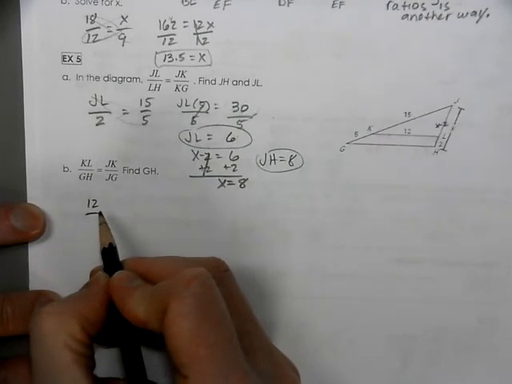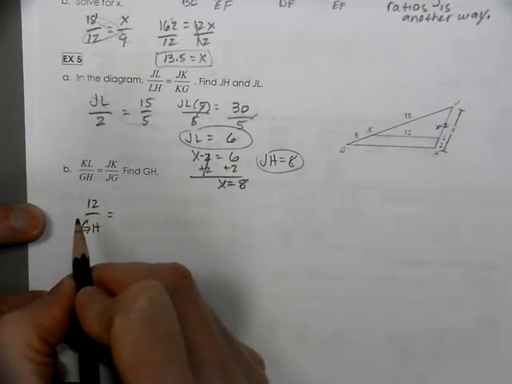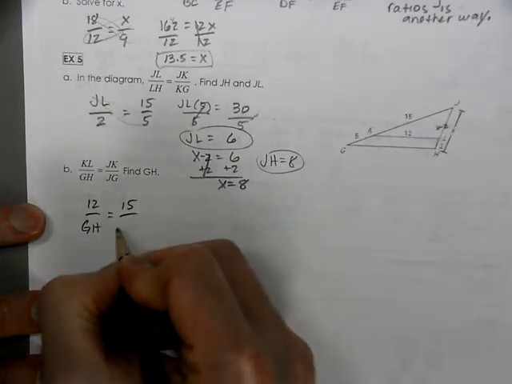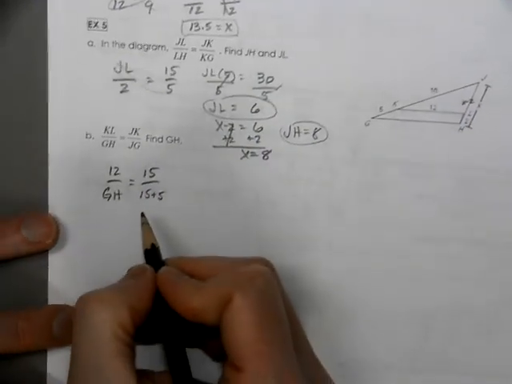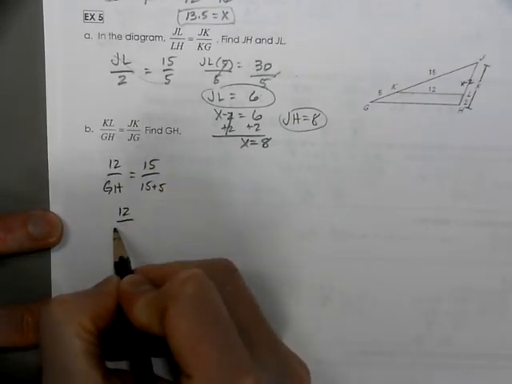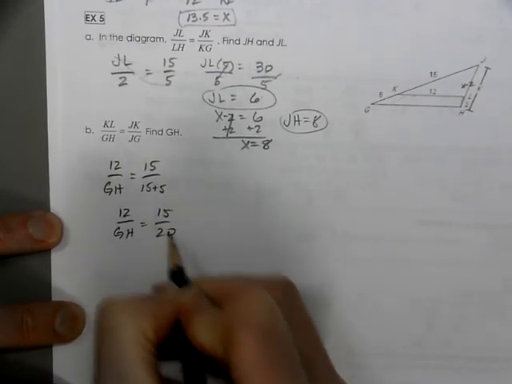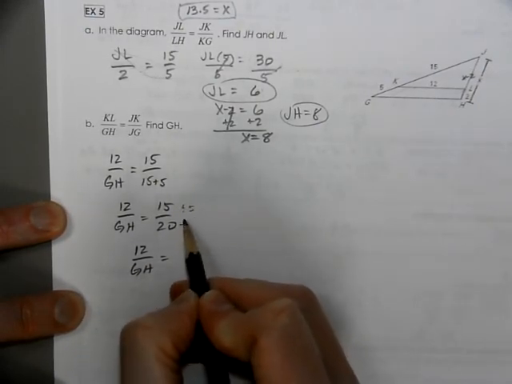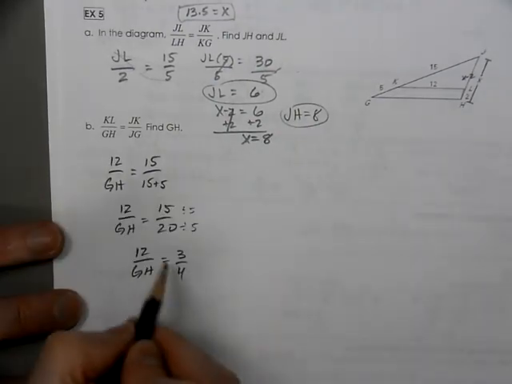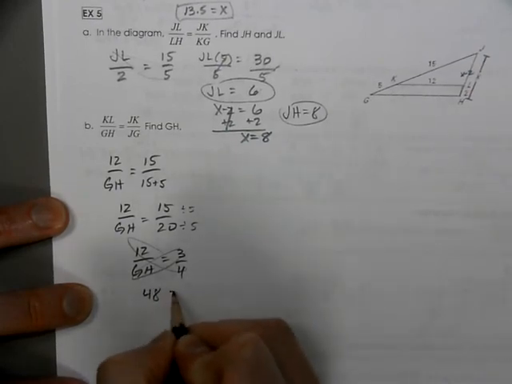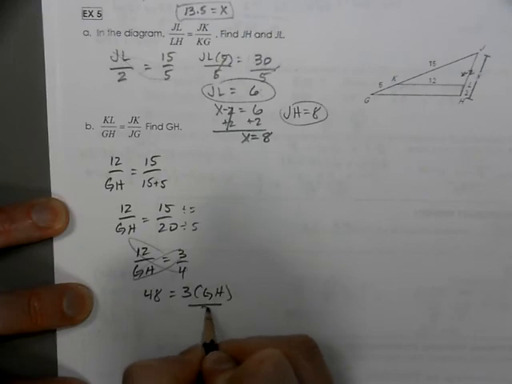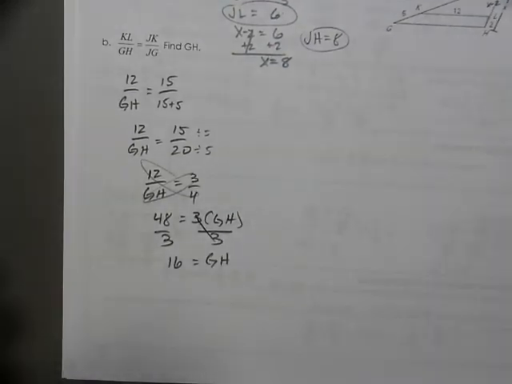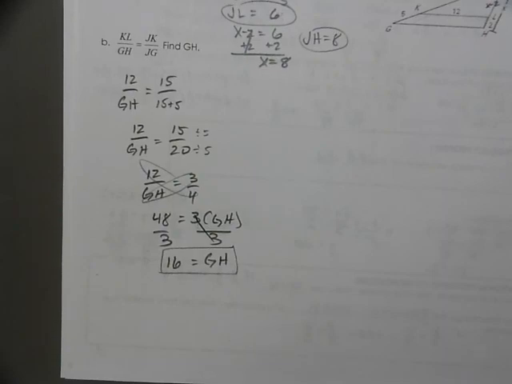KL is 12, GH is our unknown, JK is our 15, and JG all the way through is our 15 plus our 5. Well, we cannot cross the 15s out. We actually have to add to get 20. If you would like to reduce and not work with such big numbers, you can divide both of these by 5. So we get 3 over 4. If you like to work with smaller numbers, then help yourself out. 48 equals 3 times GH. So GH is going to be 16. Good job, everybody.